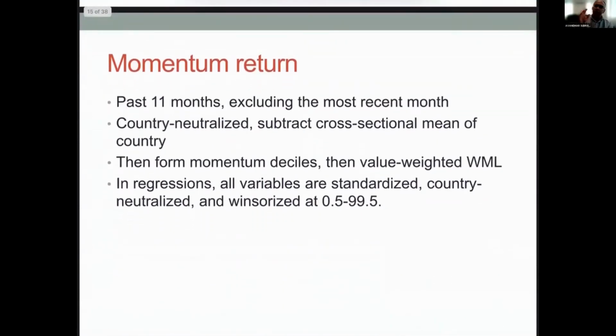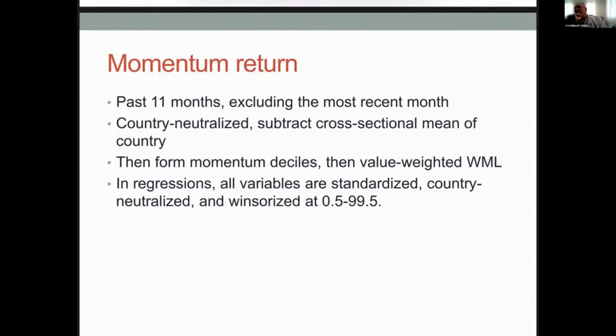All right, so what's the objective? Let's make sure we understand. The objective is to figure out what's really causing momentum. There are 6 explanations, 6 proxies, and we want to make sure that we understand which of these proxies is really driving momentum. So first we'll tell you how we measure the momentum return, that is, the past return.